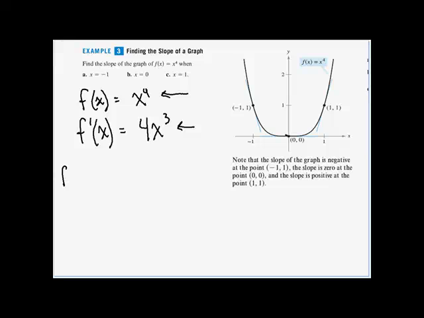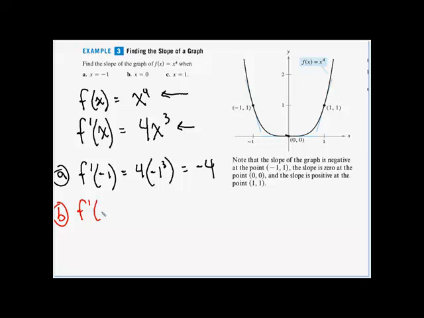So first they want us to find, actually, this is part A. They want when x is negative 1. So we want f prime of negative 1, and that just means we plug a negative 1 in here. 4 times negative 1 to the third. Well, a negative to an odd exponent is going to be negative, so this will turn into a negative 1 times 4 is negative 4. Part B. They want x is 0. Well, f prime of 0 would be 4 times 0 to the third, which is 0.